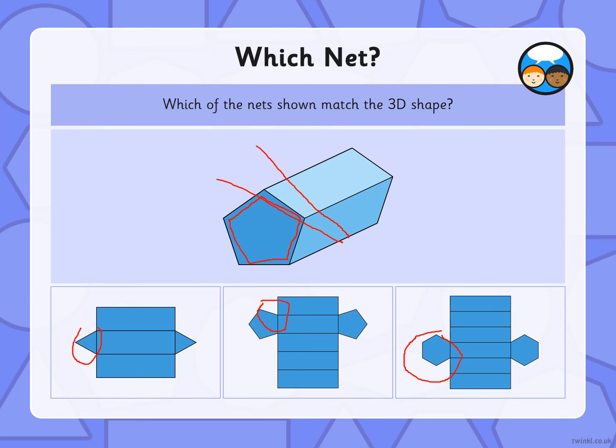And it would be this middle one here. We can see the flat 2D pentagon shapes at the end there. Here we've got a triangle, here we've got 6-sided, which is the hexagon.